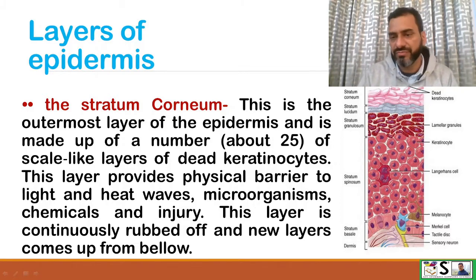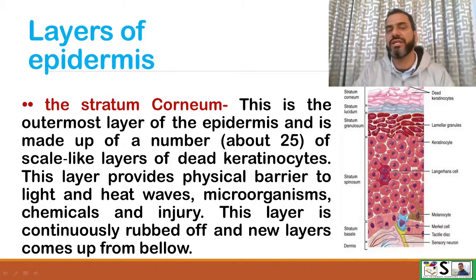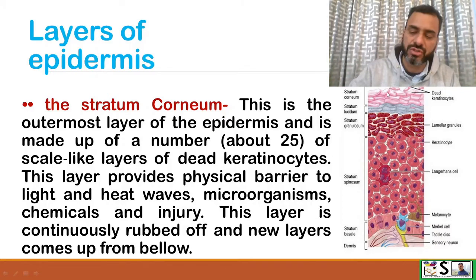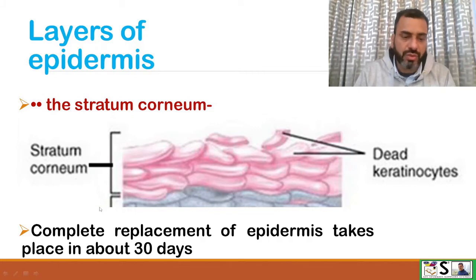So in this way, the topmost layer is rubbed off and these layers come on the surface. So these skin layers are continuously rubbed off and new layers come up. Here you can see in this picture, this is stratum corneum. So complete replacement of epidermis takes place in about 30 days.